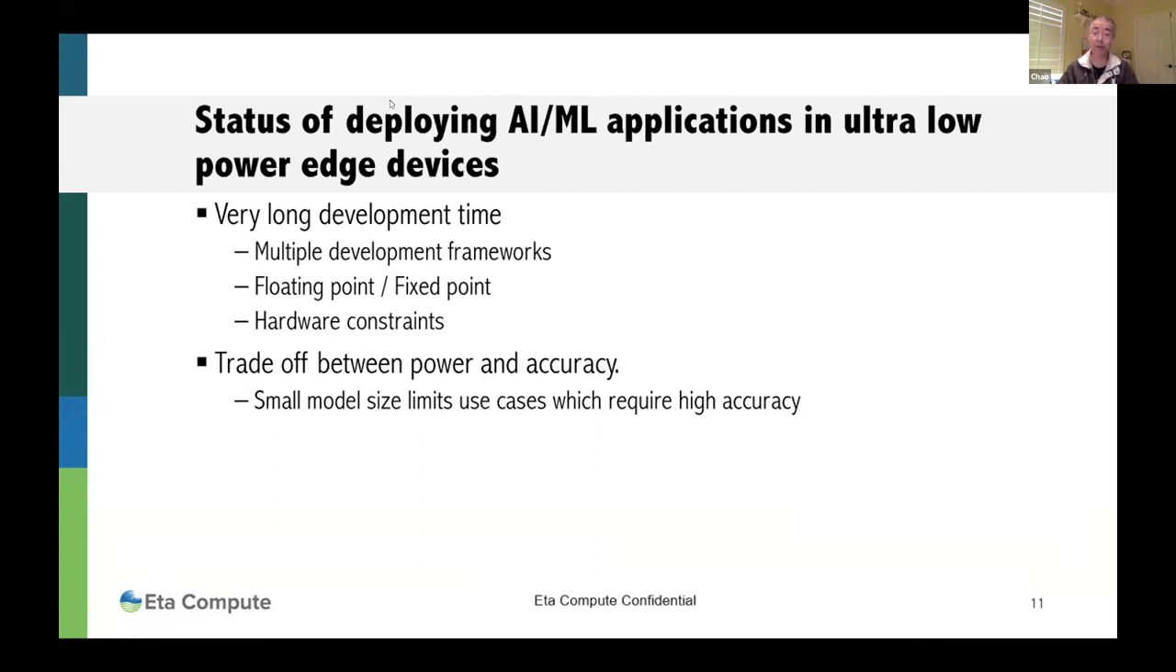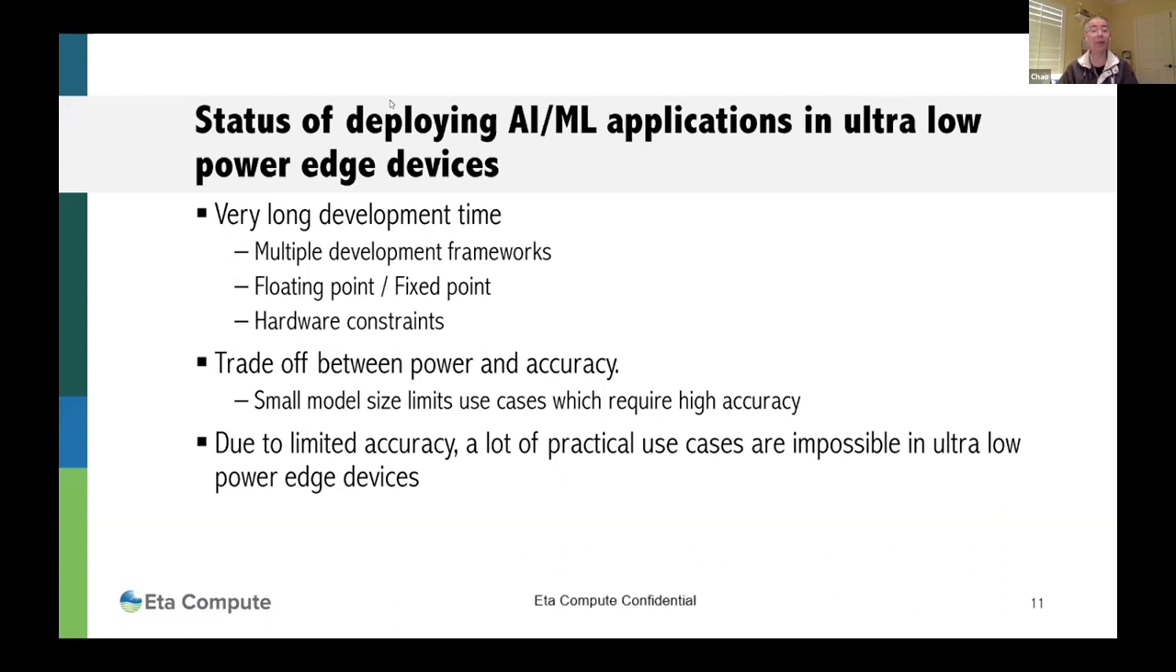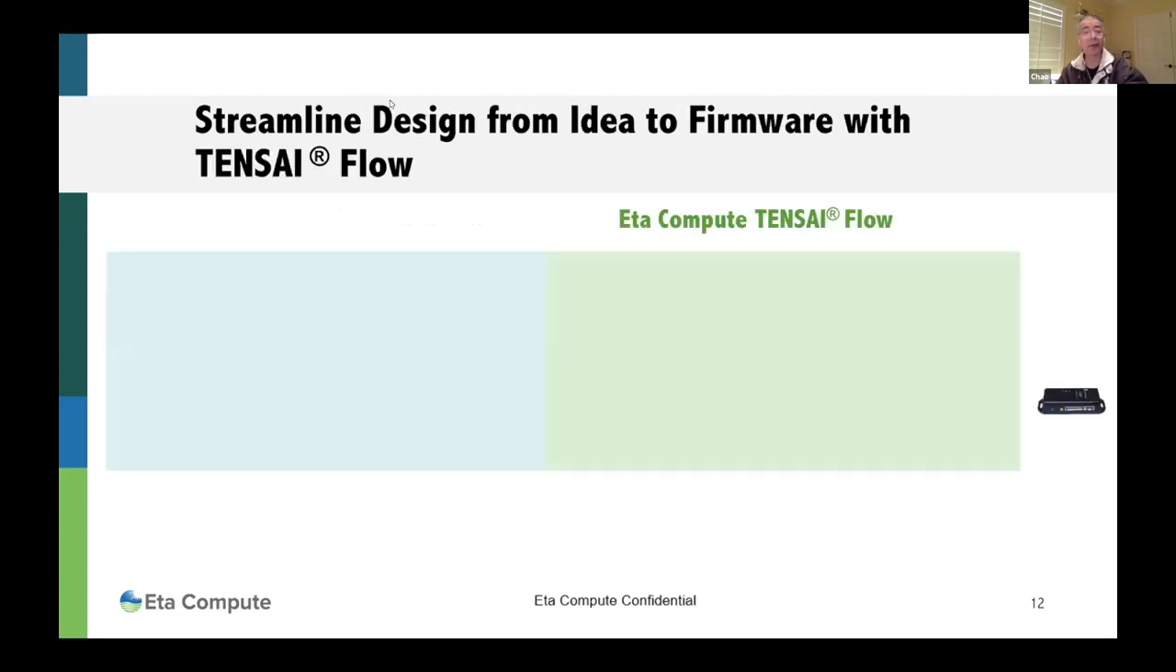That means the model size is very limited in order to fit into these types of devices. And sometimes applications require higher accuracy, but the small model size limits it. Because of this accuracy limitation, a lot of practical use cases are impossible on this type of device, and a lot of people maybe give up development on these devices. But because of IoT applications, a lot of these edge devices have to be used across different applications.